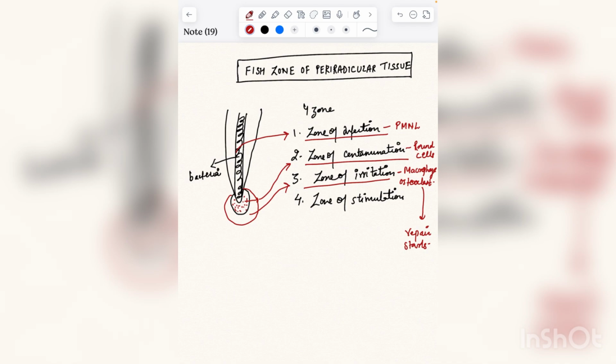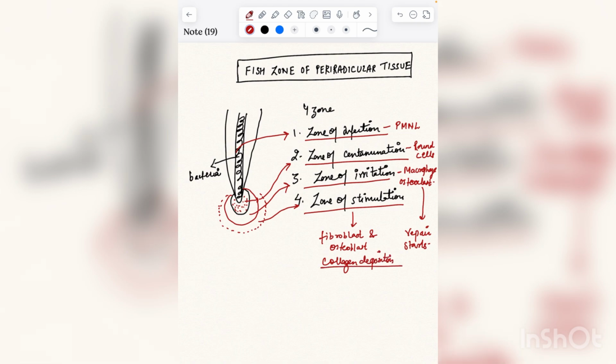Then the last zone, surrounding the zone of irritation, is the zone of stimulation. This zone is the last zone, and here the cells present are fibroblasts and osteoblasts. Here there will be collagen deposition, and there will be a repairing process.